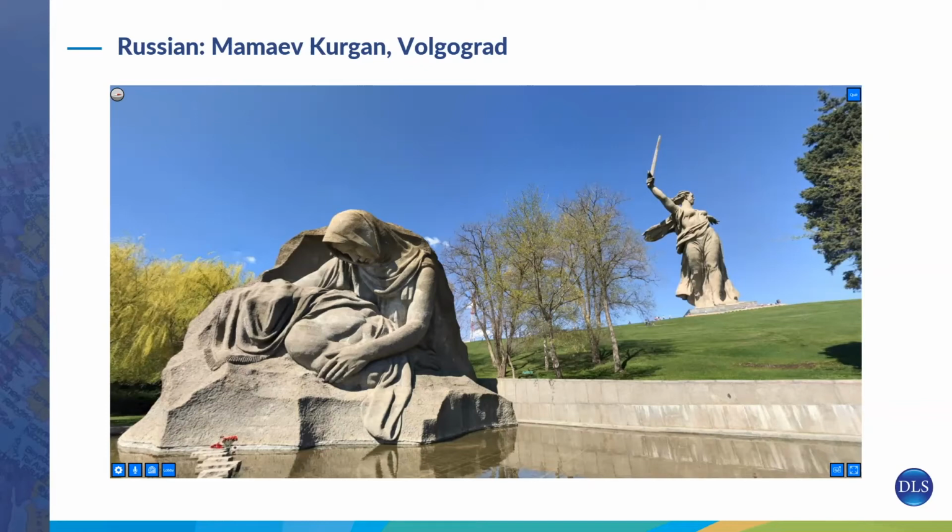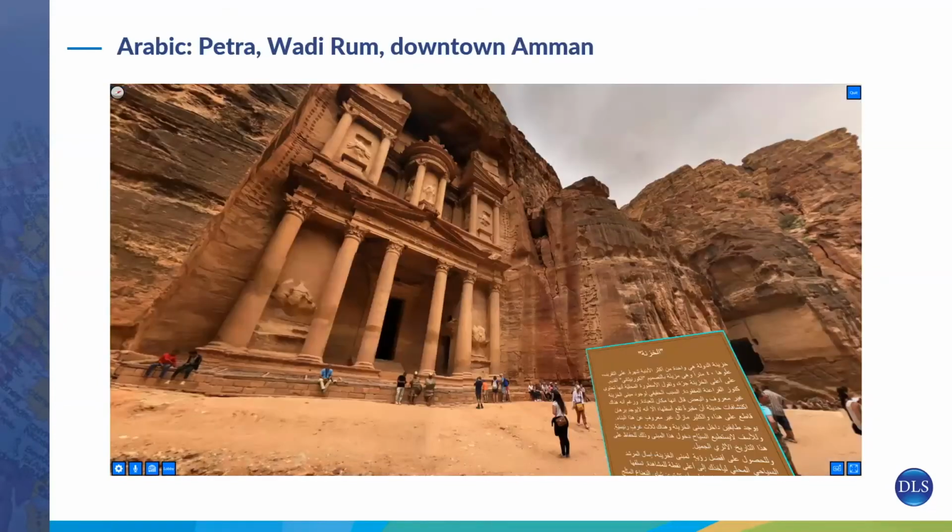Basically students get to walk through the memorial complex. There are lots of statues, audio for them to listen to, lots of text for them to read, and they get to walk through with you and look at the different pieces and discuss them. And then this is the Arabic module. It's set in Jordan. You probably recognize Petra. And so here again, students get to virtually walk through the space and look at all of the sites and read about it.